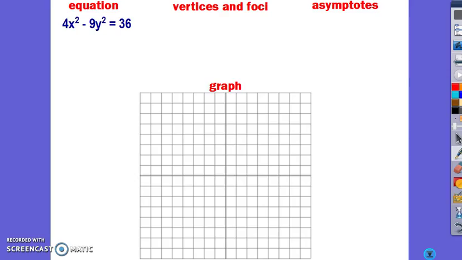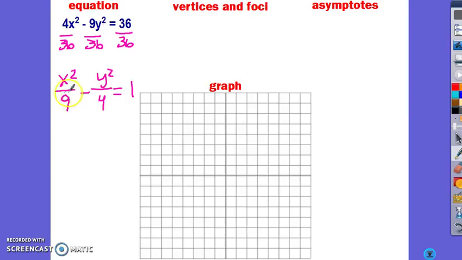Let's do some more examples. This one is set up so that there's not a 1 over here, and we need to fix that. So I'm going to start by dividing everything by 36. And let's reduce 4 over 36, 1/9, 9 over 36. Now it's set up in more of a standard hyperbola form. You can tell it's a hyperbola because of that minus sign in there. It's the only one that you're going to see a minus sign. The plus would be an ellipse. If only one of these was squared, then we'd have a parabola.